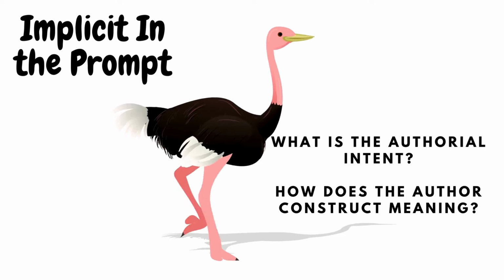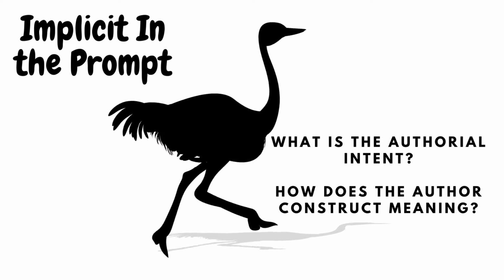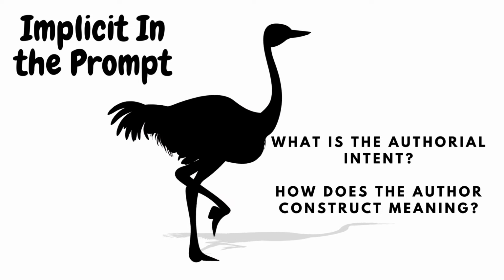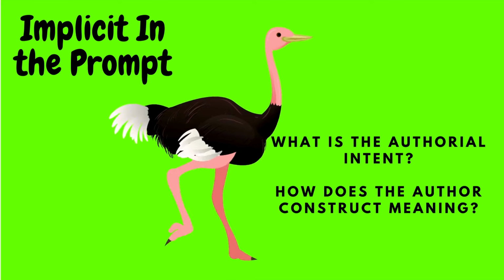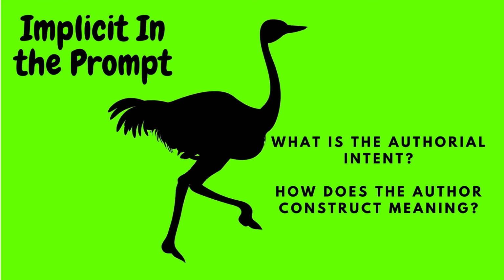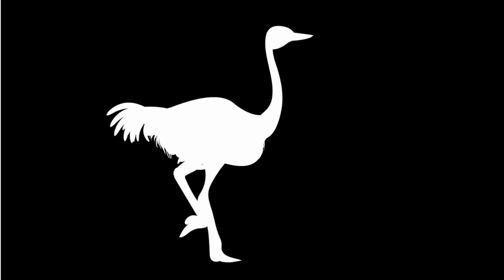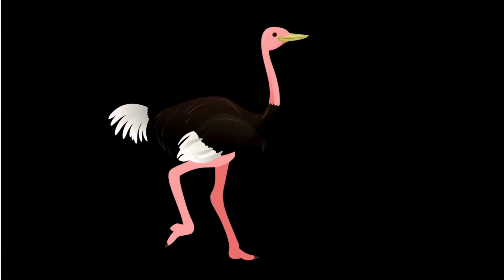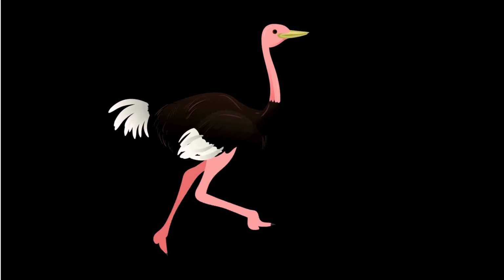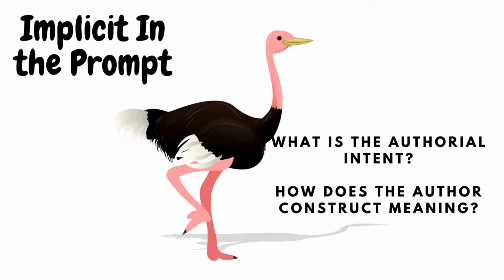Implicit in any prompt, and you can go back to the 1970s to prove me right on this, implicit in the prompts of the FRQs are 2 essential questions. The first is, what is the authorial intent? The second is, how does the author construct meaning? What my students do is this. They take 3 sentences to answer the question, what is the authorial intent?